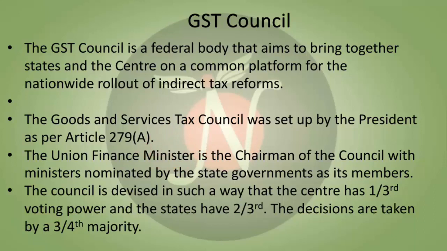Now the council is devised in such a way that the center has 1/3 voting power and the states have 2/3 of the voting power. The decisions are taken by a 3/4 majority.